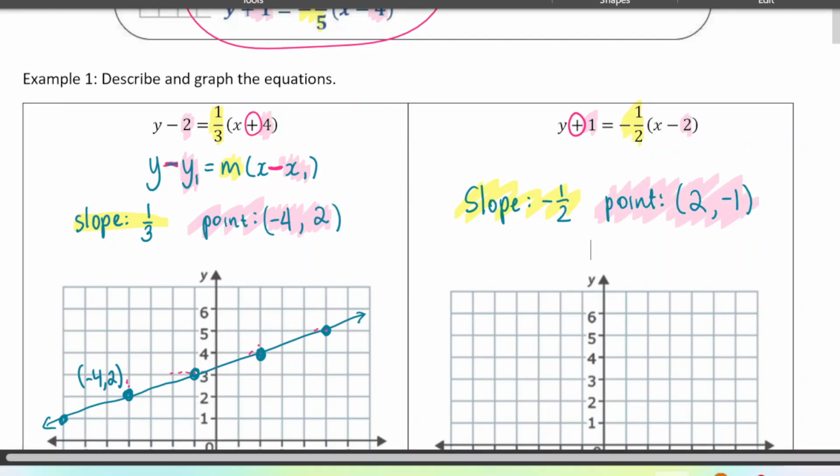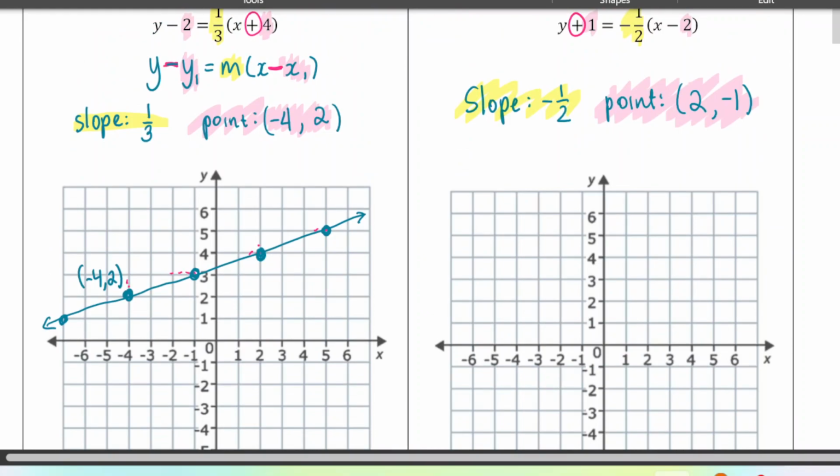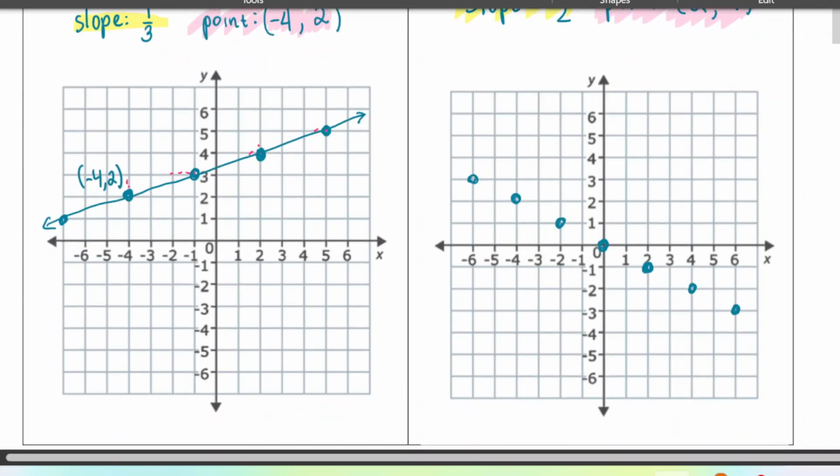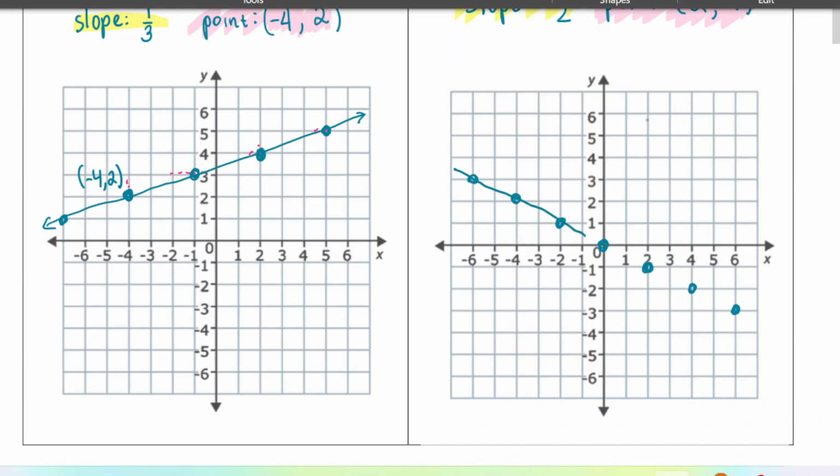And we'll start with the point and then count out the slope. So the point is here at 2, -1, and my slope is -1/2. So 1 down, 2 over, 1 down, 2 over. I can count backwards too: 1 up to the left, 1 up to the left. And I just make enough to use the entire space there. And then I draw a nice line through those points.